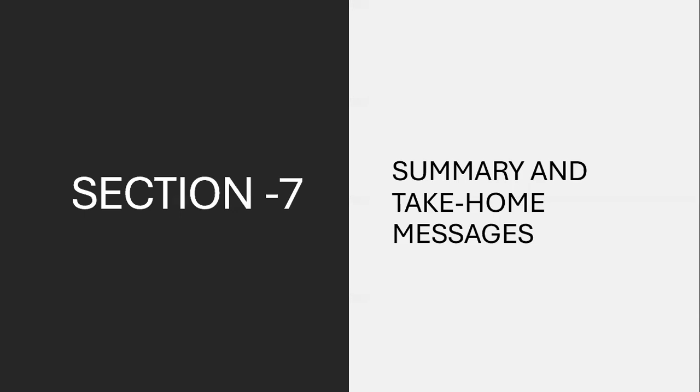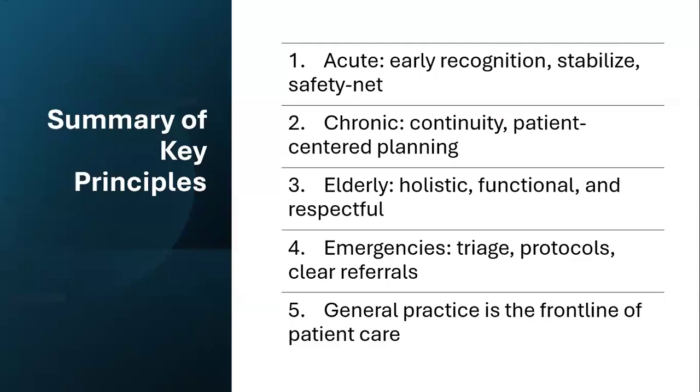So we have come to the last bit of the lecture. It will be just a summary and take-home messages. As I said earlier, when it comes to acute illness management, early recognition is very important, and you will have to stabilize and safety net in addition to whatever management you give to the patient. And when it comes to chronic disease management, continuity is vital, and you have to make sure that the management plan is patient-centered and can be followed by the patient.